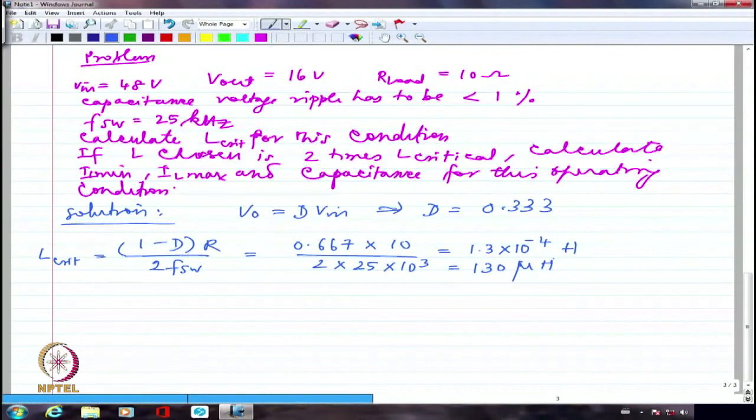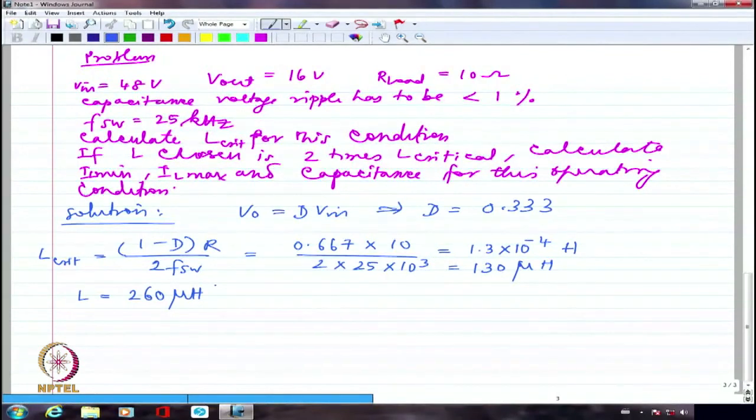So, you can do a little bit of checking up. If you increase the switching frequency to 50 kilohertz, you are going to have much lower, half of this. As you increase the switching frequency, the inductance value comes down further and further for the same operating condition. Let's assume twice this value as the L value. So, I am going to have L value to be, let us say, 260 microhenry. Okay?